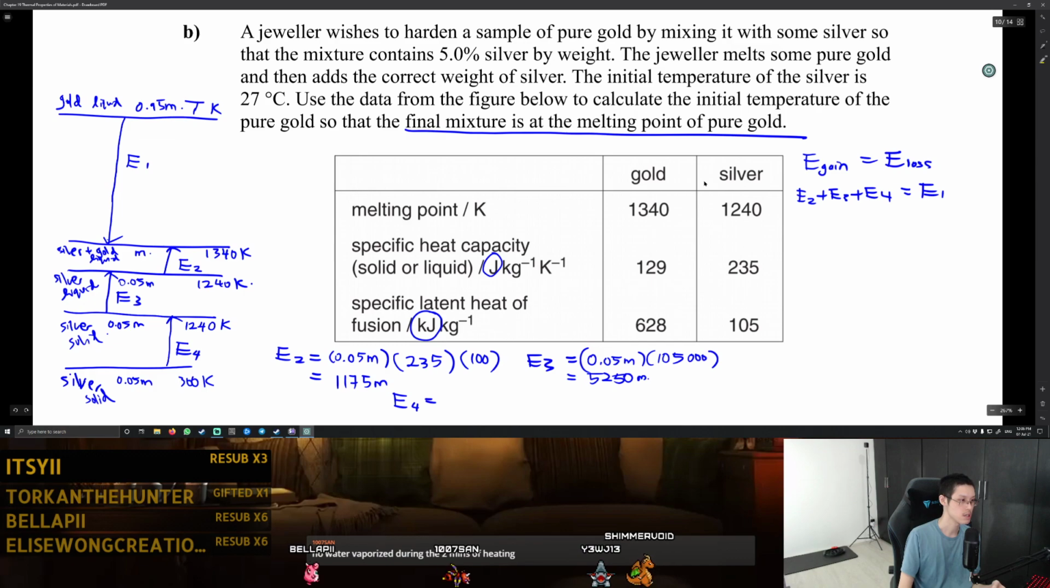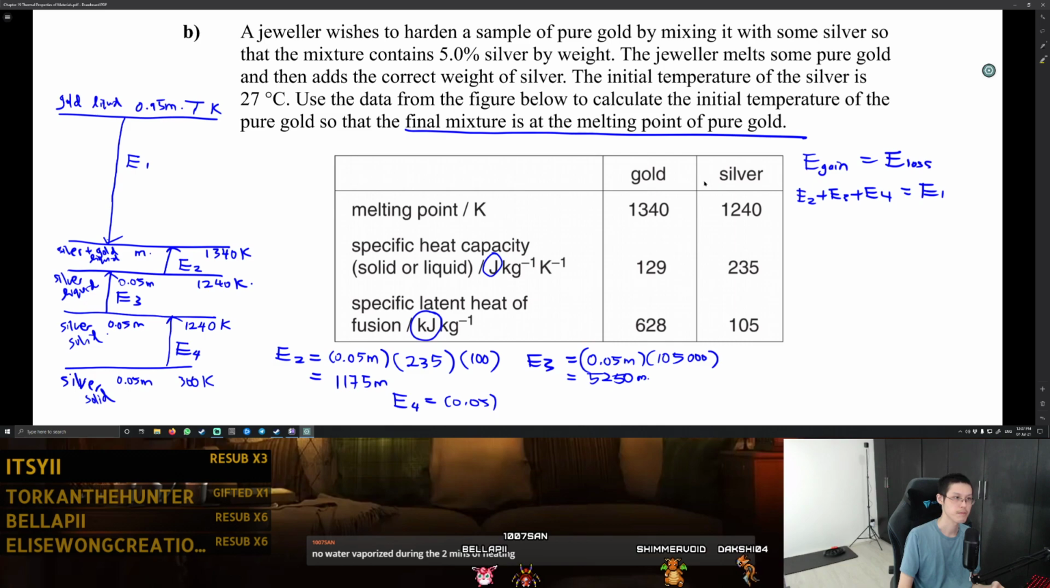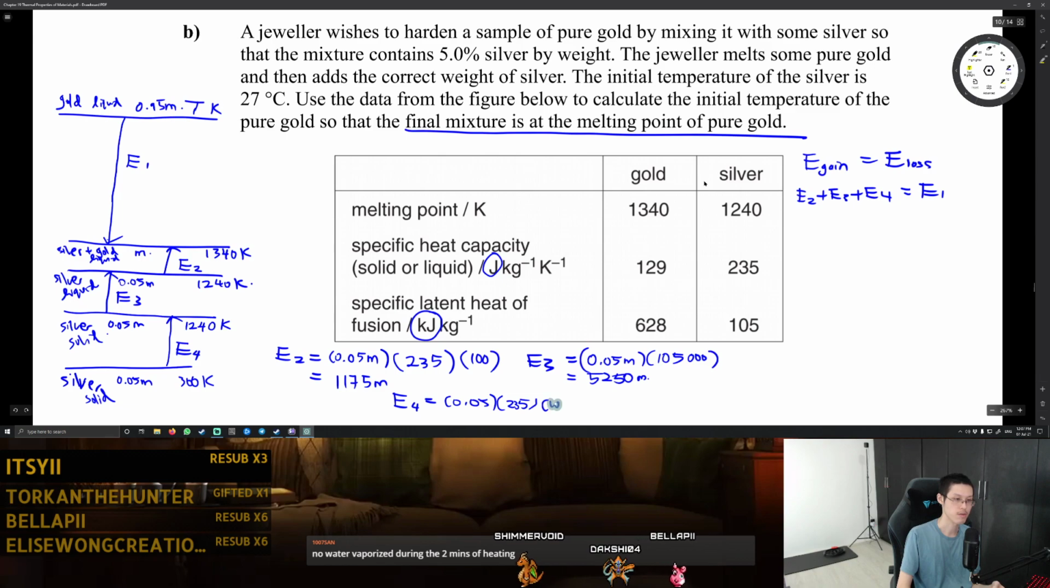And then for E4, what do we have? E4 is going from solid silver to the melting point of solid silver. So again, it's 0.05 M. Specific heat capacity of solid silver is 235. And then times another 1240 minus 300. That's 940.